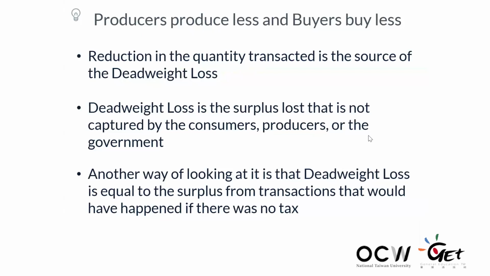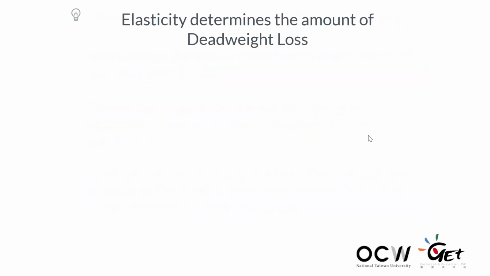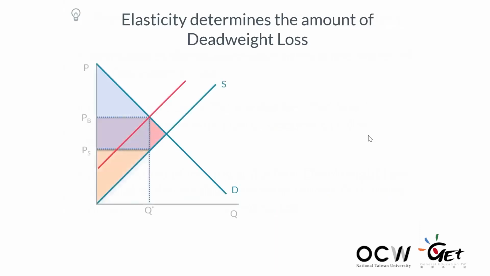In the case of taxation, it's the same thing. Because of this tax, buyers have to pay more, sellers receive less, and so the marginal buyers and marginal sellers decide, I don't want to trade anymore. And that's a loss for the whole society. Okay, and how is this determined? Well, it depends on the elasticity. So now you see why elasticity is so important. Elasticity determines the deadweight loss. So let's take a look.